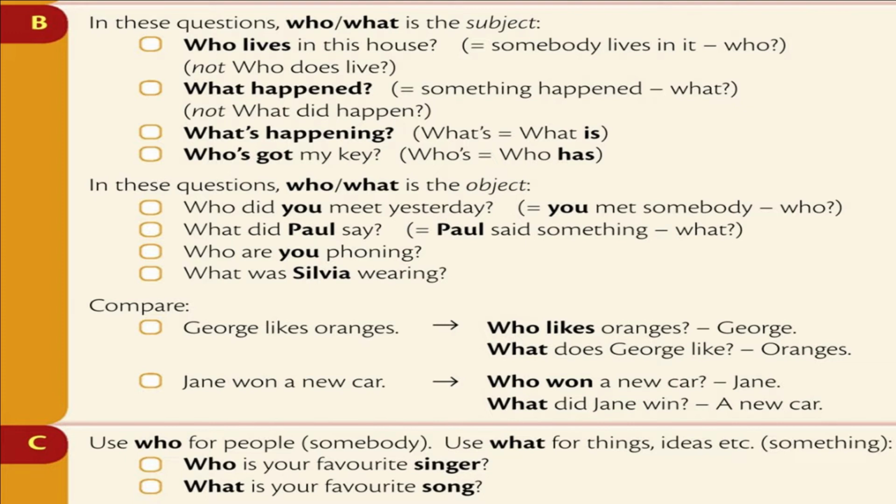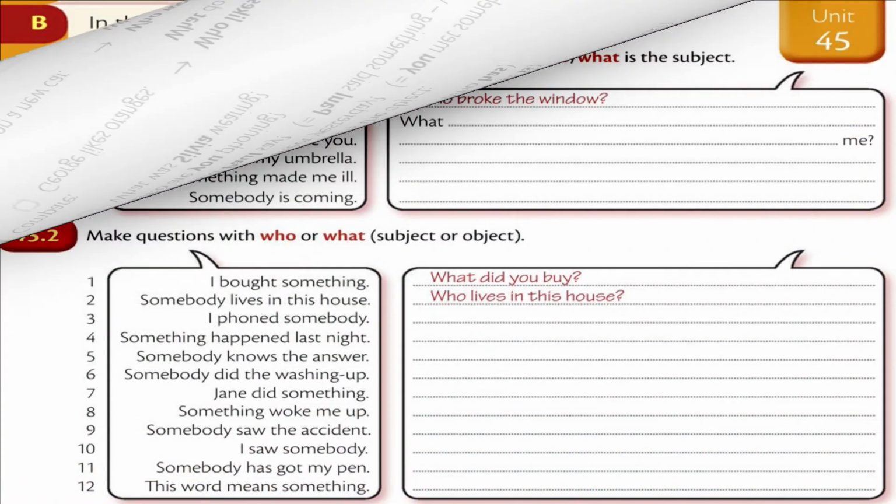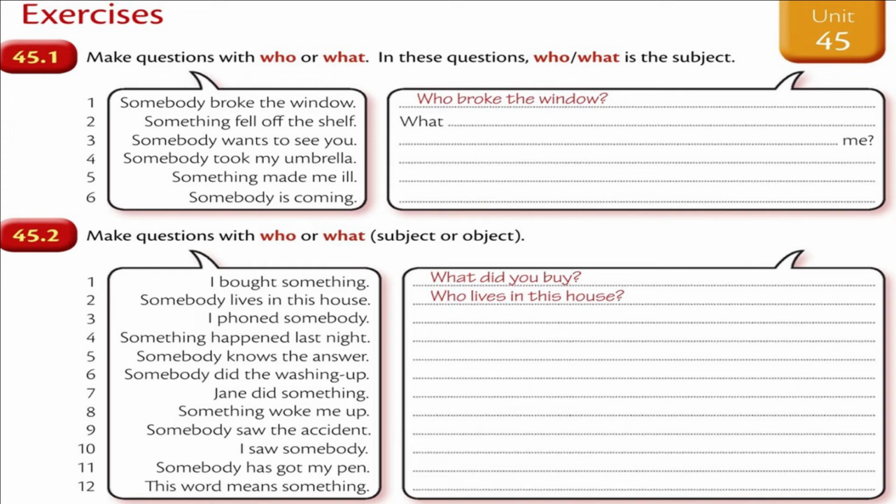Section C. Use who for people. Use what for things, ideas, etc. Who is your favorite singer? What is your favorite song? Now it's time for exercises.